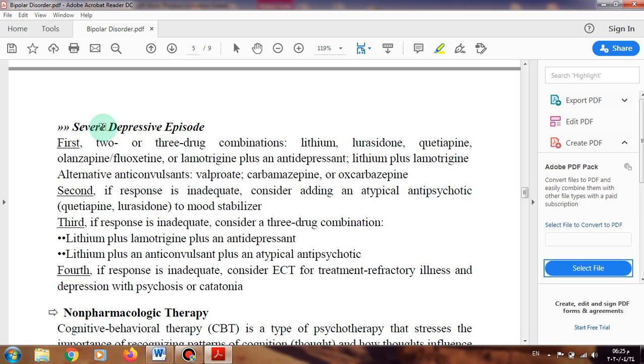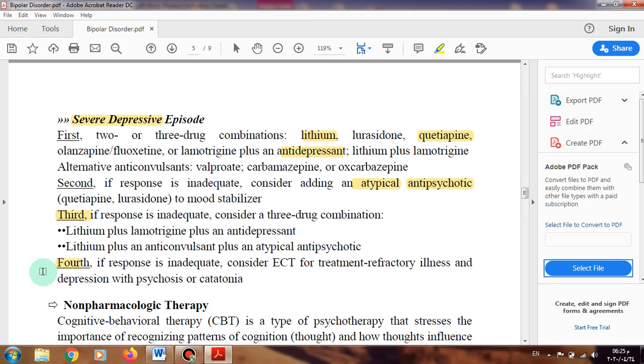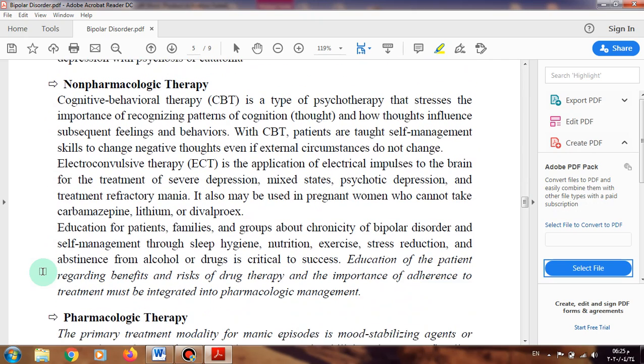والسيفير depressive episodes راح نعطيها المود stabilizing agent والانتي سايكوتكس agents، وراح أضيف لها الانتي depressants for treatment of severe depressive episodes in patients with bipolar disorders. Second line treatment inadequate response, consider adding atypical antipsychotics. هناك استخدام atypical antipsychotics. الthird line combination therapy، والfourth line use of non-pharmacological therapy اللي هو ECT, electroconvulsive therapy.